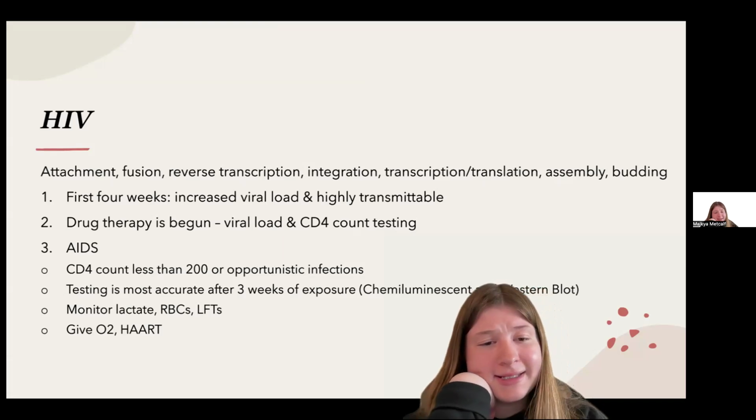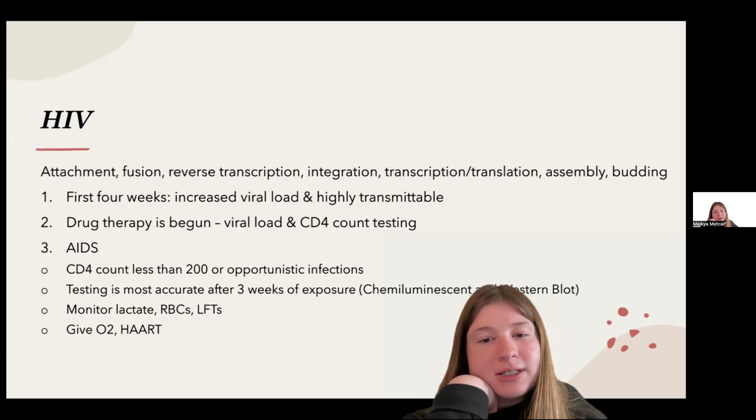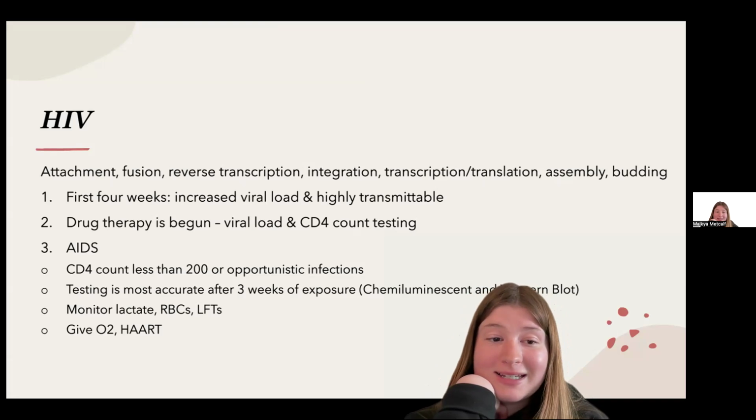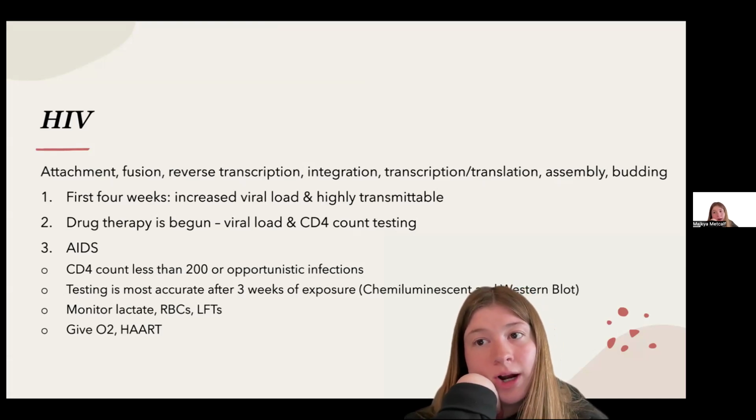Testing for AIDS is going to be more accurate once our patient has reached longer than 3 weeks from the time that they were exposed. And for testing, we're typically using a chemiluminescent and Western blot test. When patients have AIDS, we're going to be monitoring their lactate levels, their red blood cells, and we're going to be doing liver function tests. And to treat, we're going to give oxygen therapy when necessary, and then also use HAART, or highly active antiretroviral treatment.